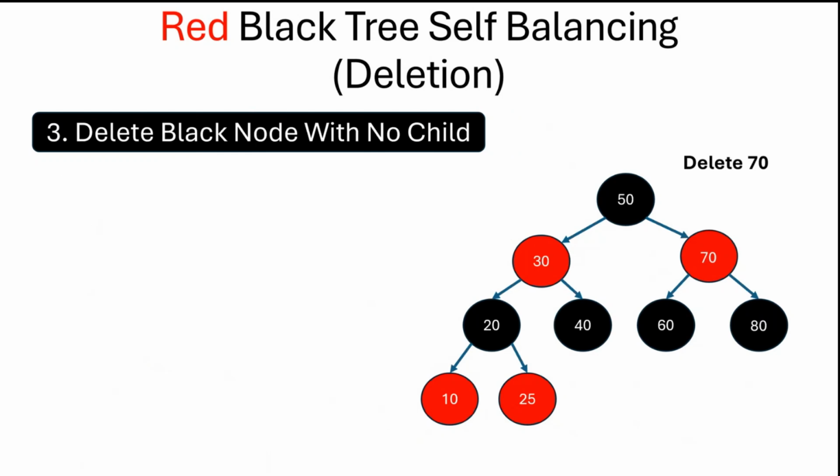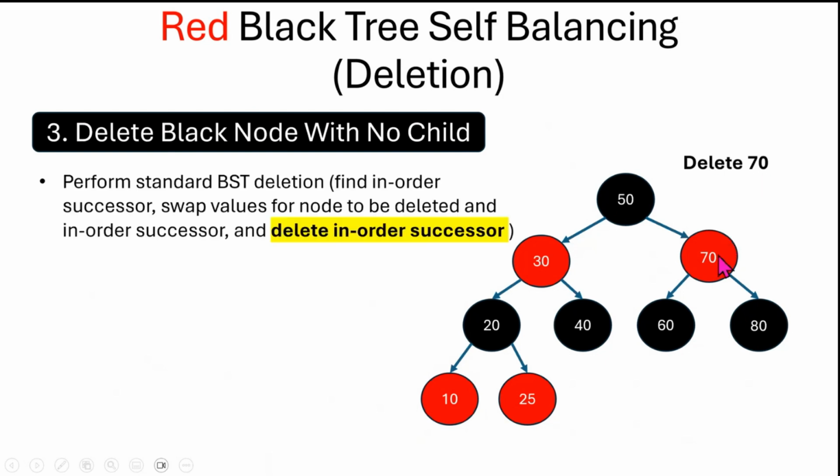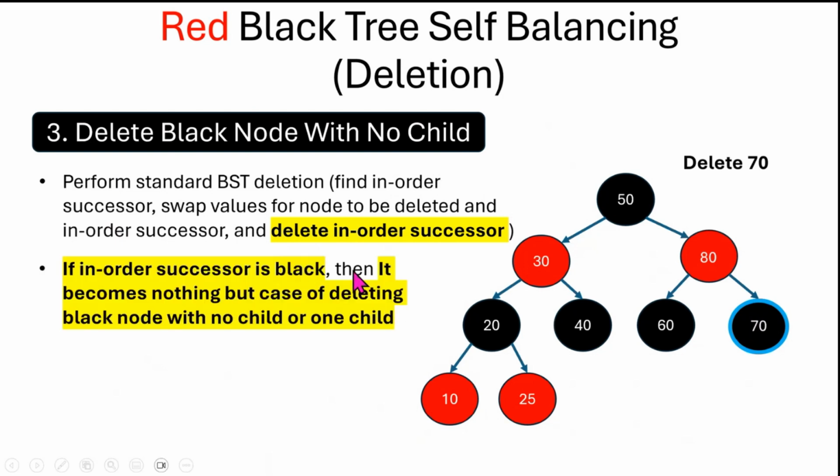Now the third and last case, right? Deleting the black node with no child. Now here, let's say we delete 70. In the standard binary search tree deletion, we find the in-order successor, which is 80. We swap the values and we know that the in-order successor will get deleted, right? And if the in-order successor is black, then it becomes nothing but the case of deleting a black node with no child or one child. If it is a black node with one child, it will always be red, and we saw that in a previous case. So this is the case of deleting the black node with no child.